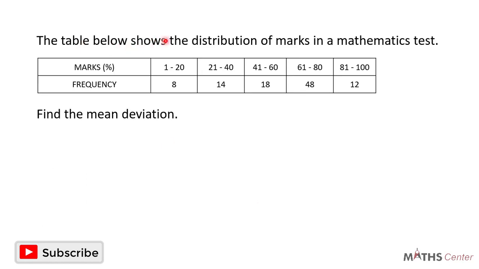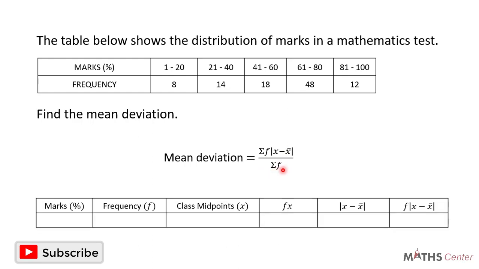The table below shows the distribution of marks in a mathematics test. So we have the marks and their corresponding frequencies. We are going to use this information to find the mean deviation. We know that the mean deviation is given by the formula sigma f times the absolute values of x minus the mean of x, divided by sigma f.